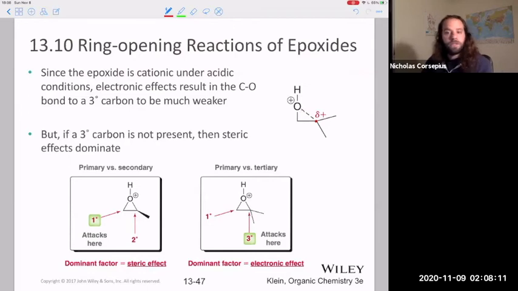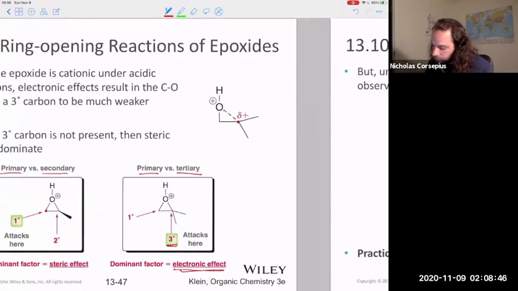Just like because tertiary carbocations are more stable, here we have this partial positive charge that occurs on this carbon because it's tertiary, and that weakens that carbon oxygen bond. So when we're comparing a primary versus a secondary carbon, the primary wins because it's less sterically hindered. When we're comparing a primary versus tertiary though, it's the tertiary that gets substituted. And that's because the dominant factor here is that electronic effect.